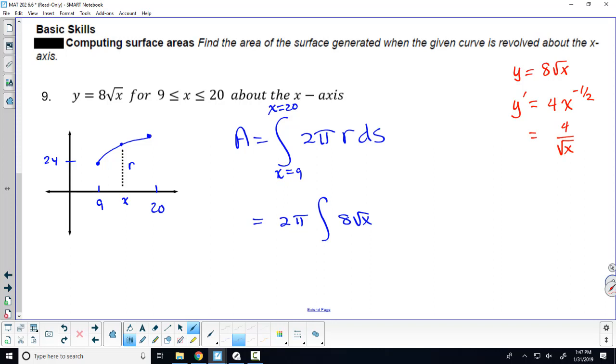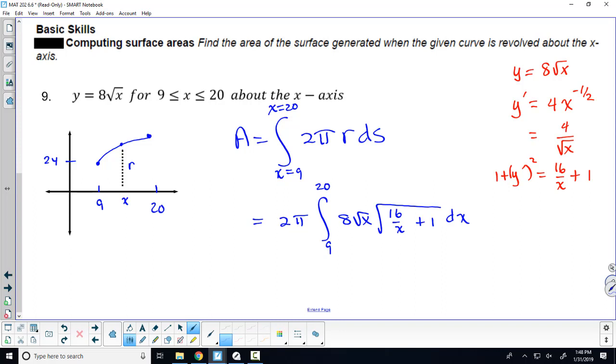And then you have to square it. And then you have to add 1. We'll do that all in one step. That's simple enough. So we take the derivative, we square it, we add 1, and then we take the square root of it. That goes in here. Now, our integration variable is x, so now we can put our x limits without having to be extra careful. Just put them in, no problem.